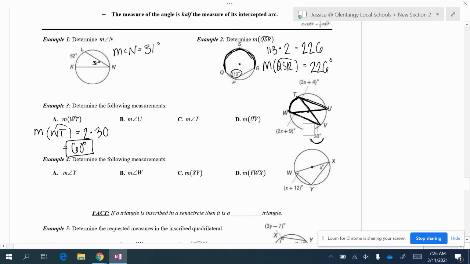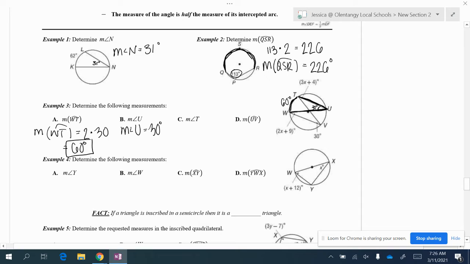Let me erase this. So I know that this arc right here is 60 degrees. Find the measure of angle U. So the measure of angle U is right here. Again, let's find the inscribed angle. We just found that arc to be 60 degrees, so the measure of angle U is also 30. Because if the arc is 60, one half of 60 is 30, so this angle is 30 degrees.